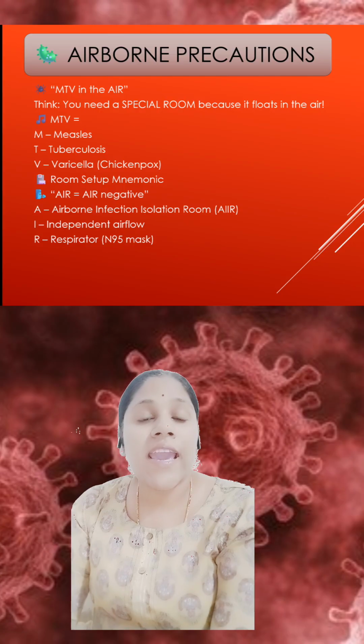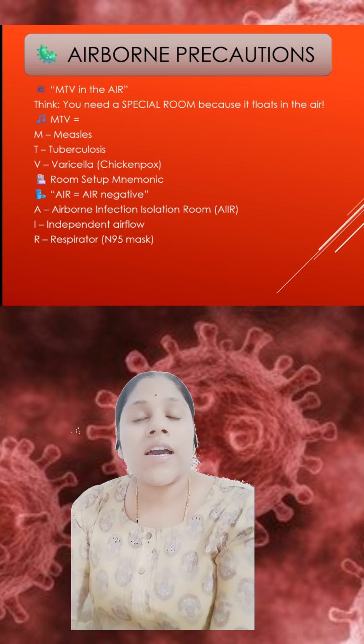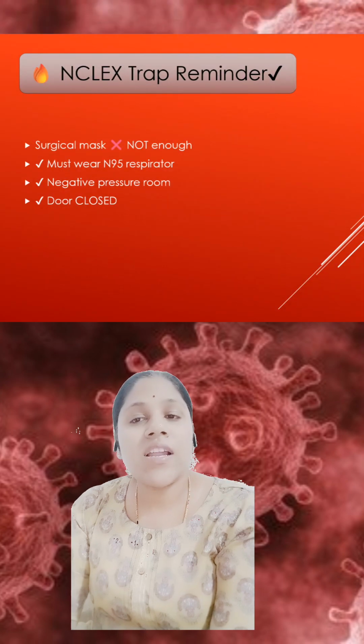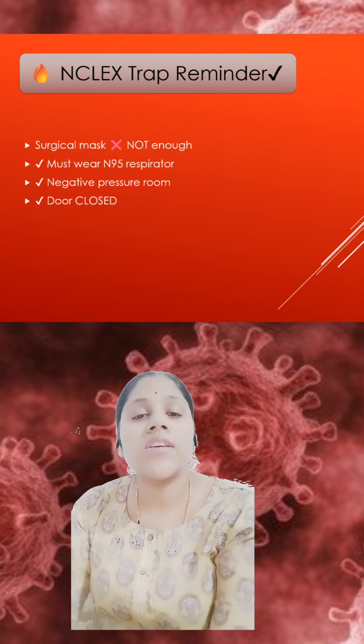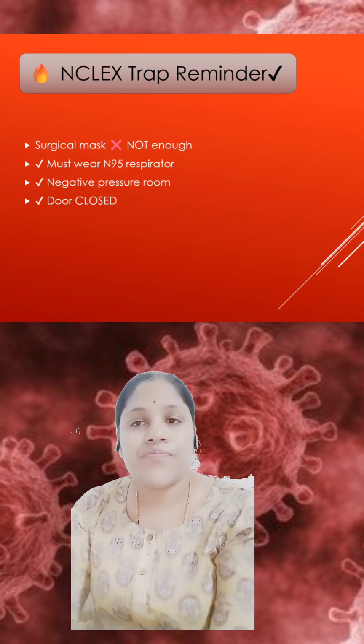And here the air has to be maintained in an air pressure negative room, where A is for airborne infection isolation room, and I is for independent airflow, and R, we have to give a respiratory N95 mask for this particular type of patients. The NCLEX trap reminder is, surgical masks we should not give. We should always give an N95 respirator. And the negative pressure room has to be maintained, and the door has to remain closed always.